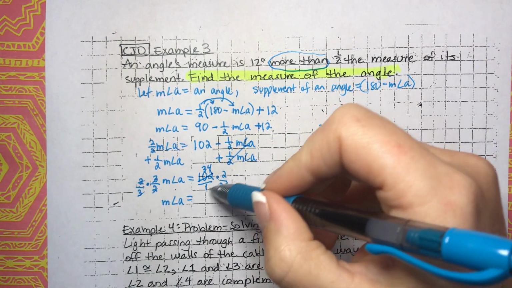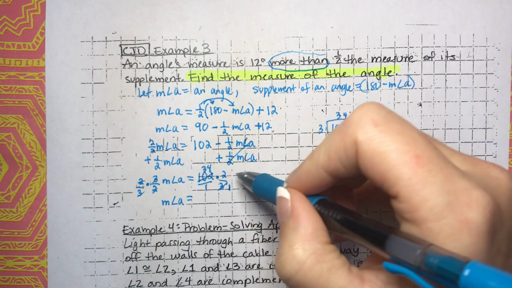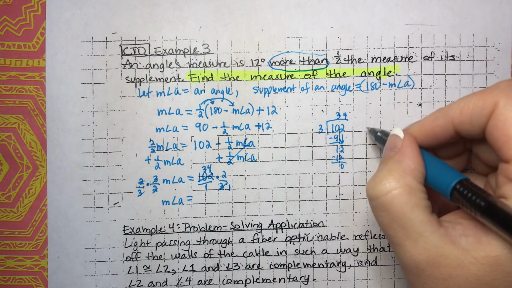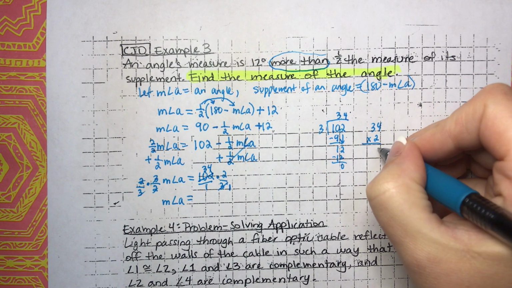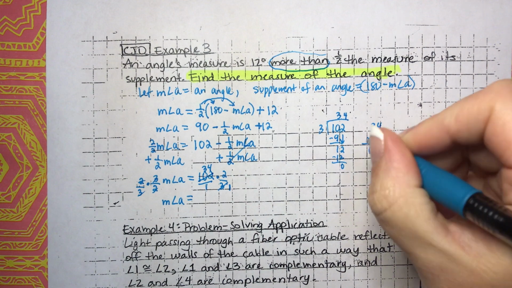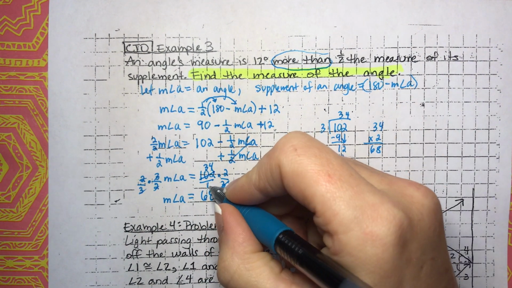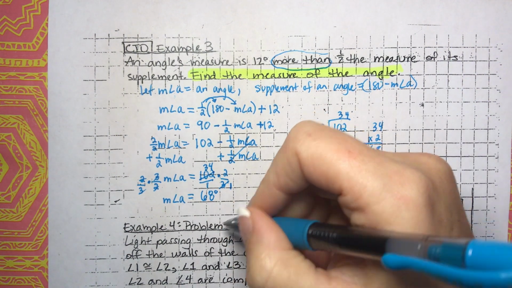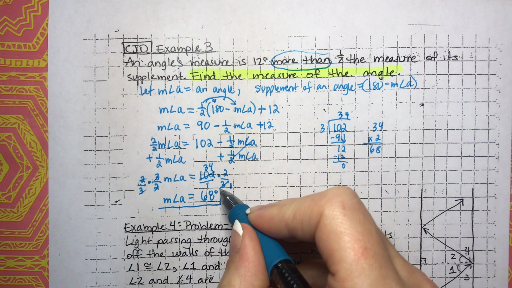Can't cross cancel here with 1 and 2 because of that 1. All right, that's already simplified. Then we just multiply across. So 34 times 2. 2 times 4 is 8. 2 times 3 is 6. We end up with 68 degrees. And then just 1 times 1 is 1. So 68 over 1 is the same thing. So there we have it. The measure of angle A is 68 degrees.